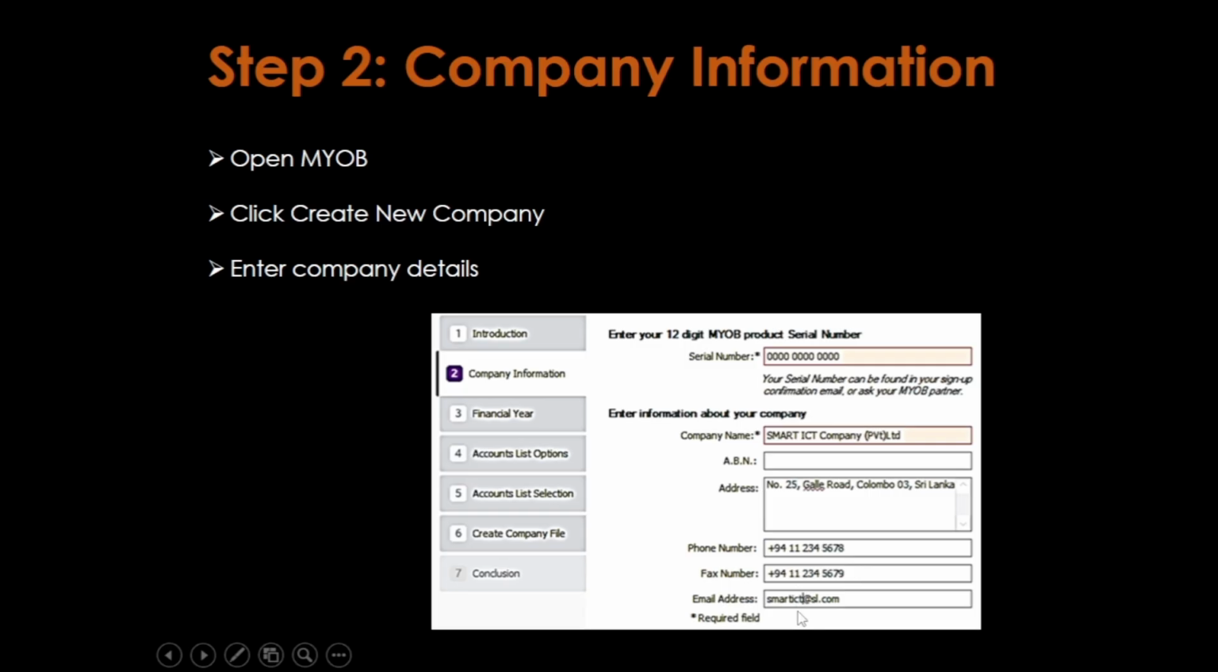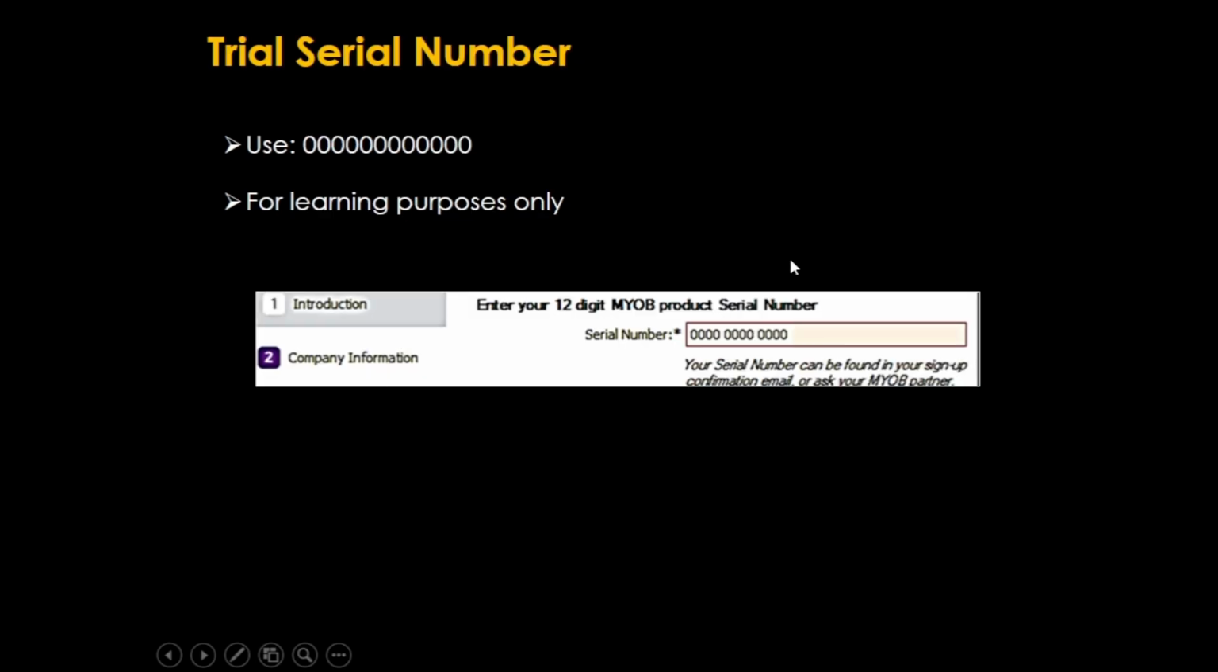And here you can use something like 0000 for the serial number, because we are not using the paid version and did not purchase this software. We are using MYOB only for learning and practice. That is why we use a trial serial number.